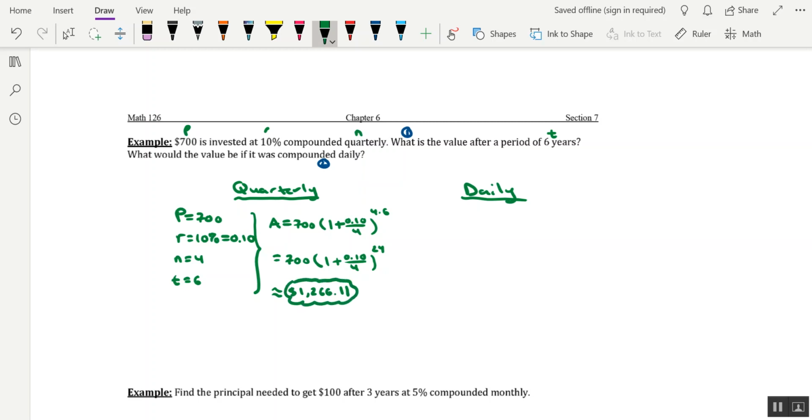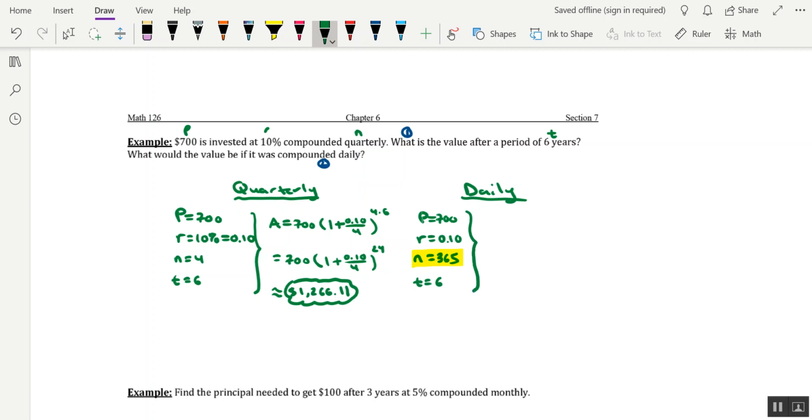Now for daily, we're going to have a lot of the same parameters. So for instance, the value of P will still be 700. Rate will still be 10% or 0.10. N is going to be different though this time. N is going to be 365. So that's the major difference with the second calculation. T is still going to equal 6.